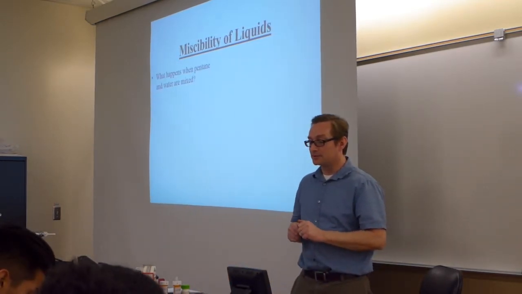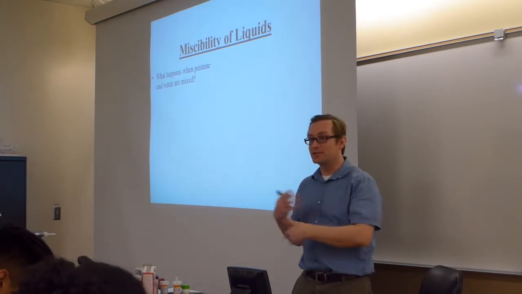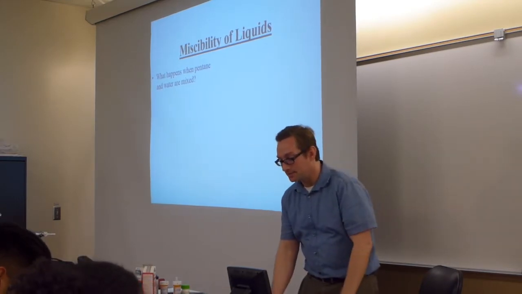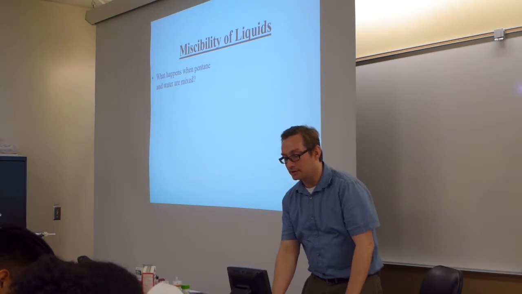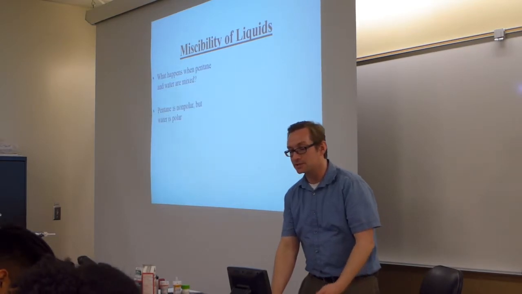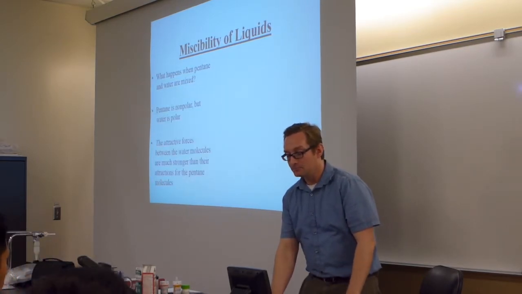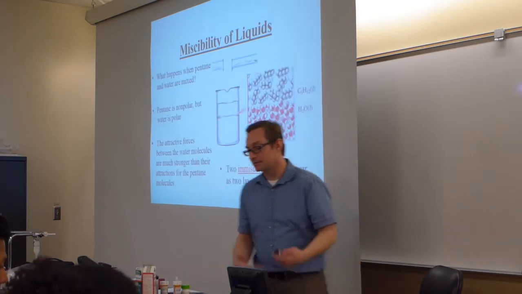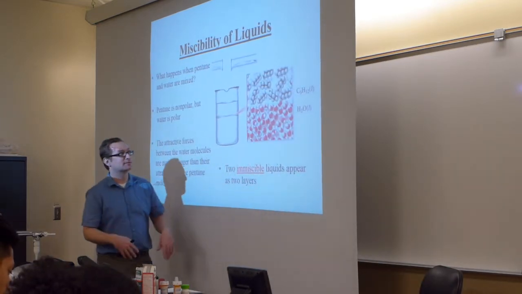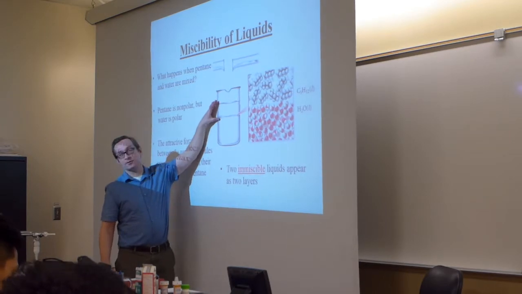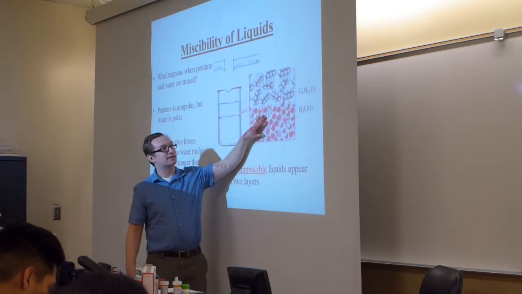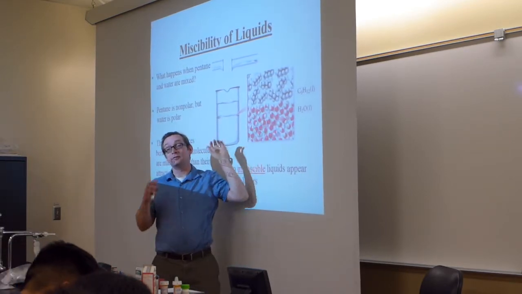Miscibility refers to whether things mix. Basically, that's what miscibility means. So what happens when pentane and water are mixed? Well, pentane is nonpolar, water is very polar, and so you get two layers. The two are said to be immiscible. You'll see two layers form. What's happening here is the water molecules love each other.